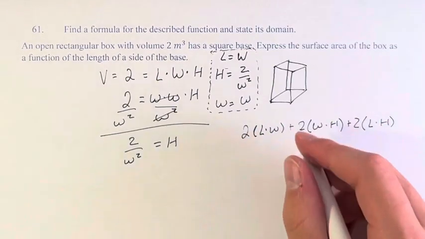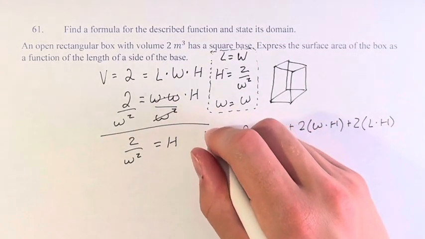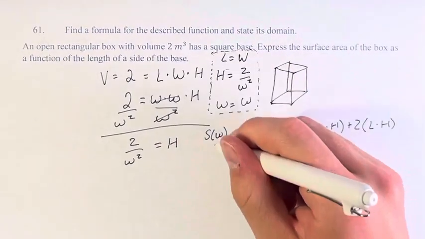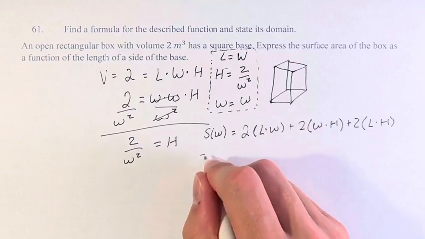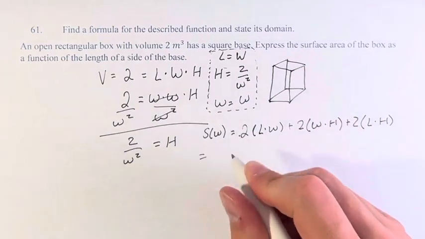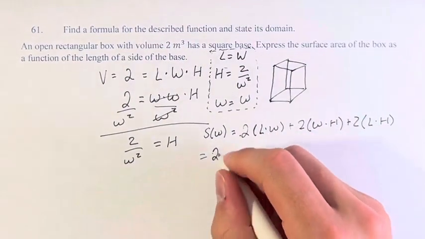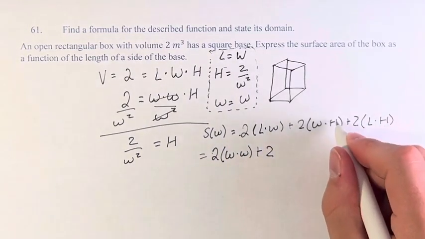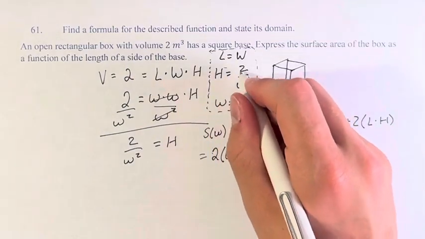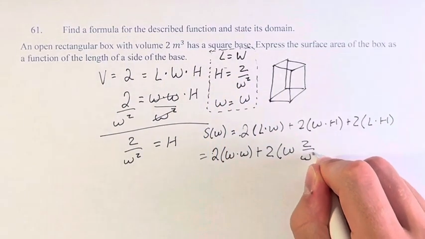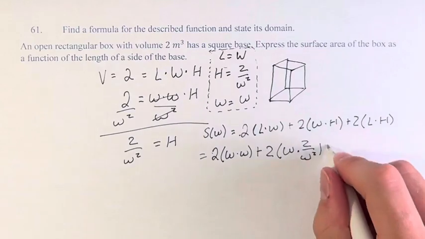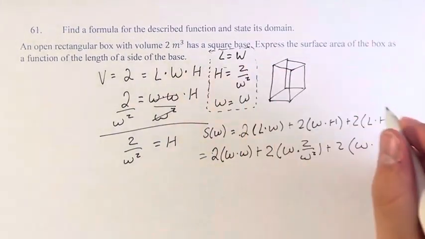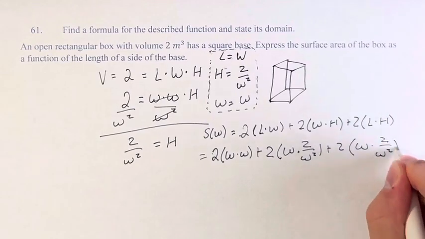And now we can call this S of W, right? This function S, the surface area, which takes on W, is equal to 2 times the length, which is equal to W, times W, plus 2 times W times H. H, the height, is equal to 2 over W squared, plus 2 times the length, which is equal to W, so we plug that in, and H is 2 over W squared, so we plug that in again.